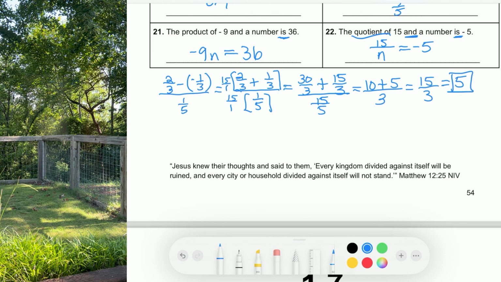All right, let's read our Bible verse. Jesus knew their thoughts and said to them, "Every kingdom divided against itself will be ruined, and every city or household divided against itself will not stand."